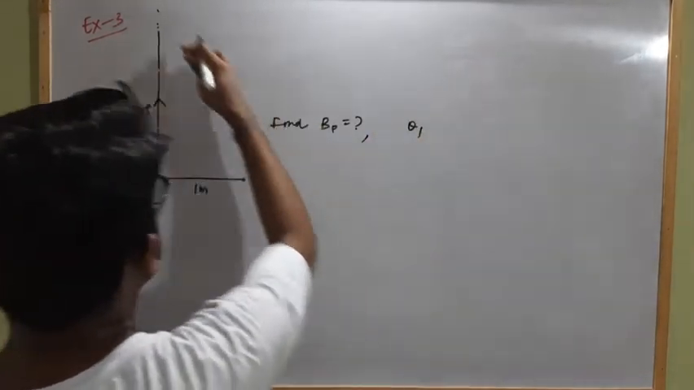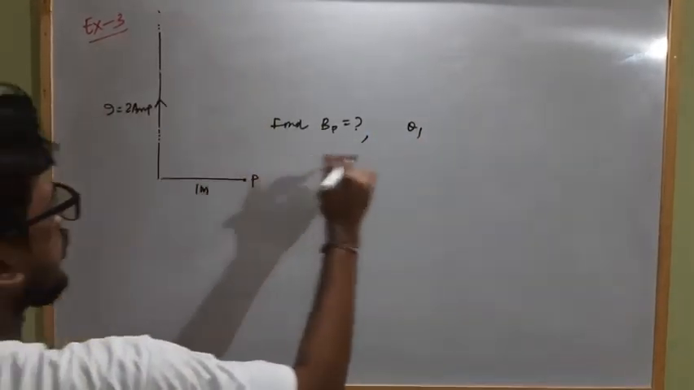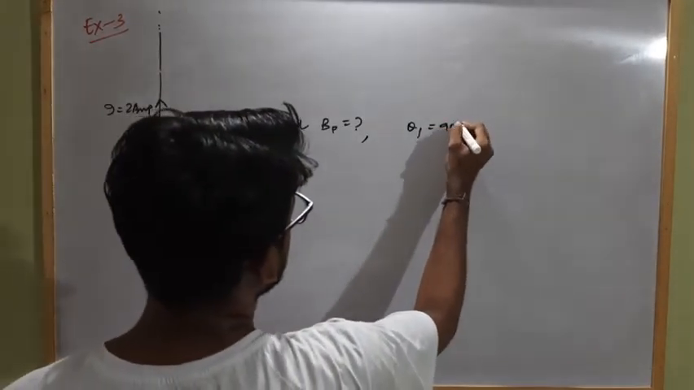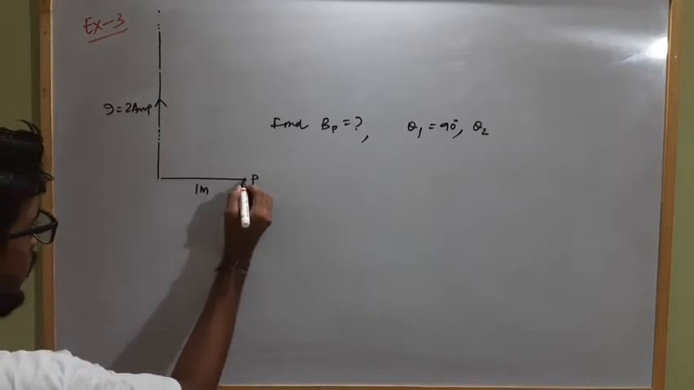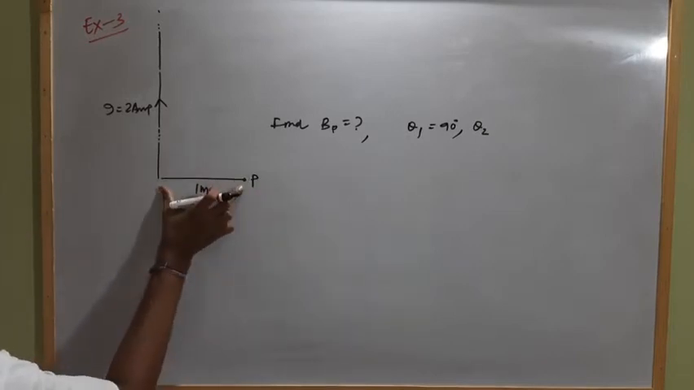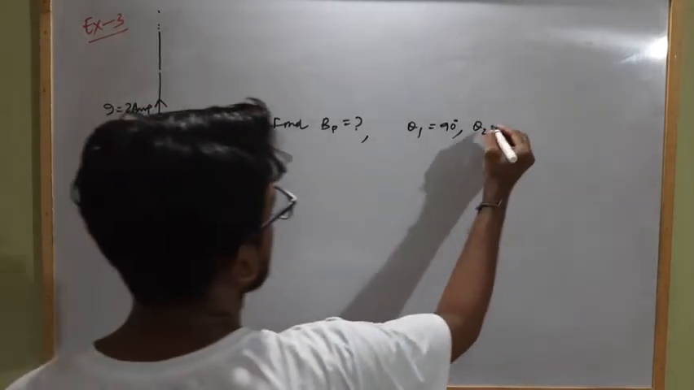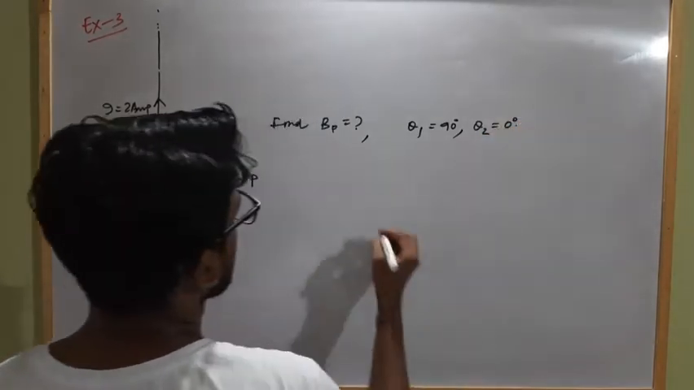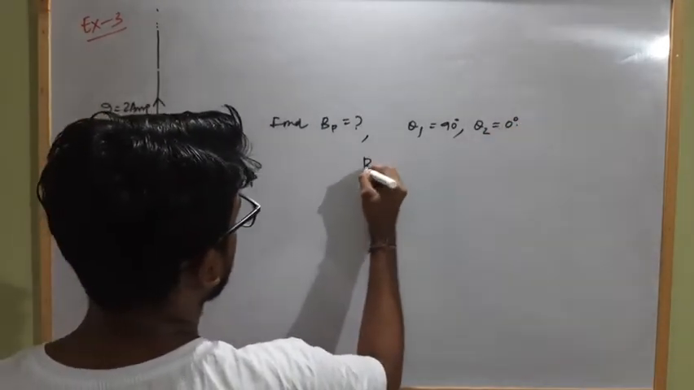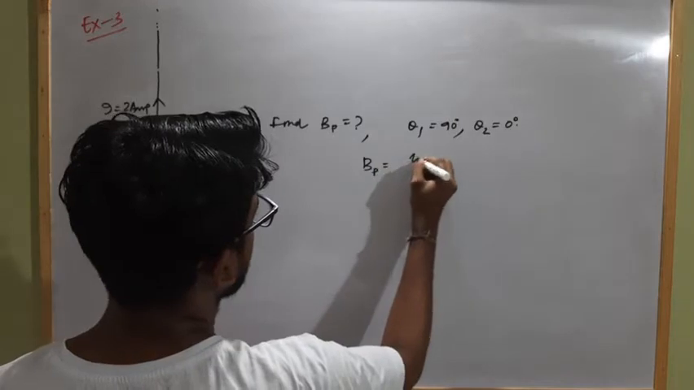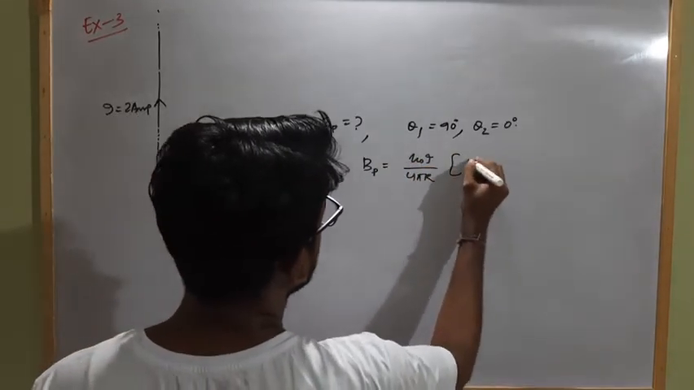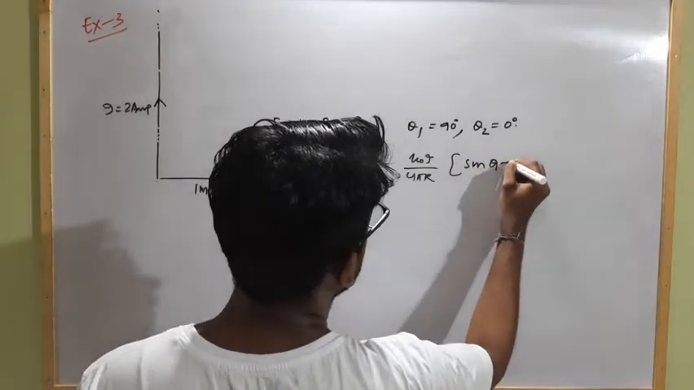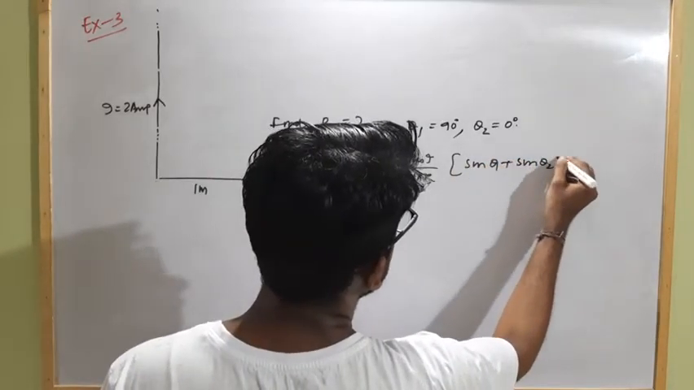So for this, theta 1, this end makes an angle with this one, how much? 90 degree. And theta 2, as this end is close to this point of observation P and the perpendicular distance is 1 meter, so theta 2 will become how much? 0 degree. So the value of BP will be how much? Mu naught I divided by 4 pi r, sin theta 1 plus sin theta 2.